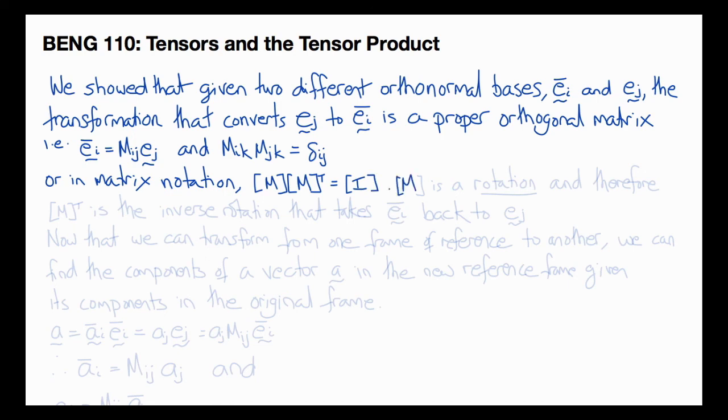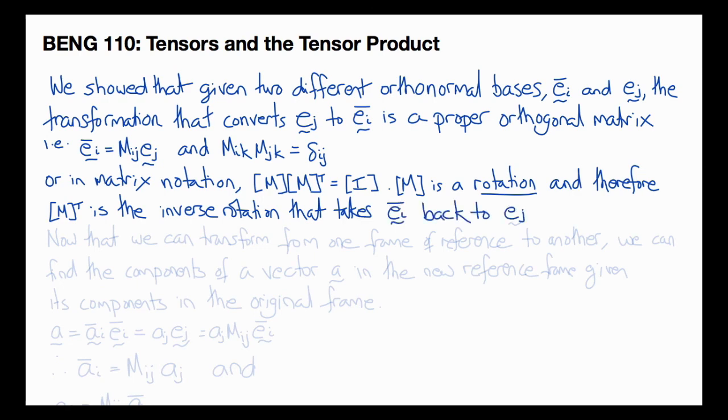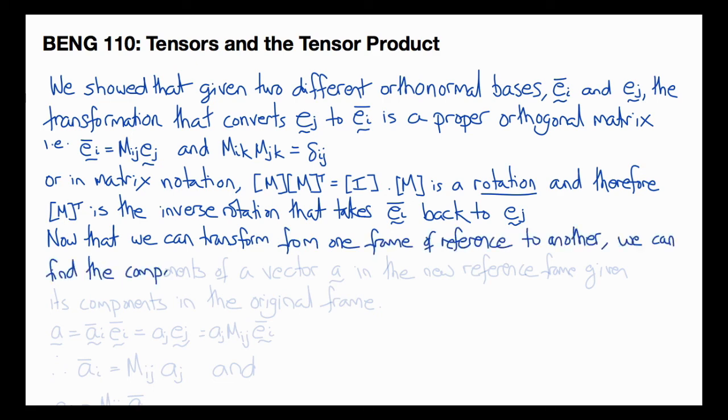So if M is a rotation that takes you from e_j to e_i bar, then M transpose would be the inverse rotation that takes e_i bar back to e_j. And as we showed last time, the components of this matrix are just the angle cosines, the cosine of theta_ij between each of the three base vectors in one coordinate frame and each of the three base vectors in the other coordinate frame. So now that we can transform from one frame of reference to another, we must be able to find the components of a vector A in the new frame of reference, given its components in the original frame of reference, using that transformation.